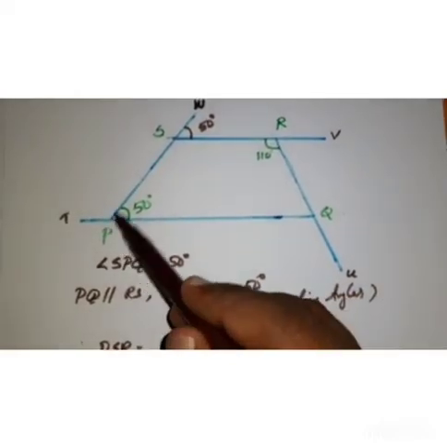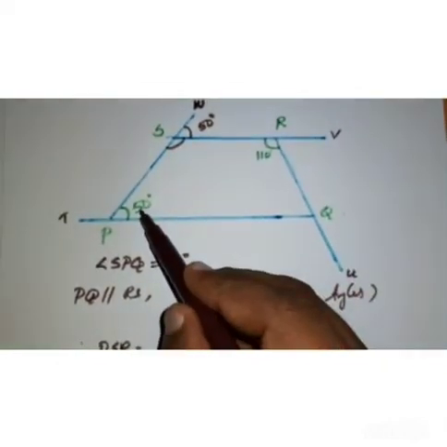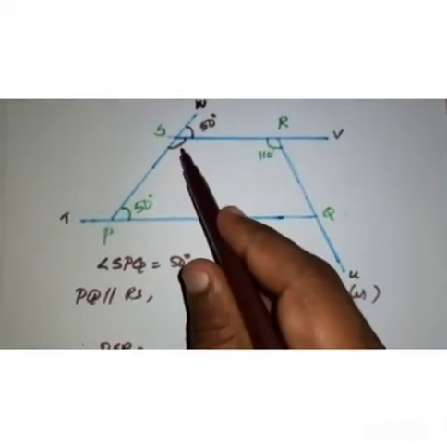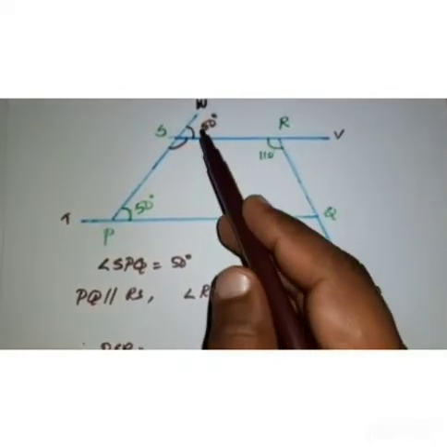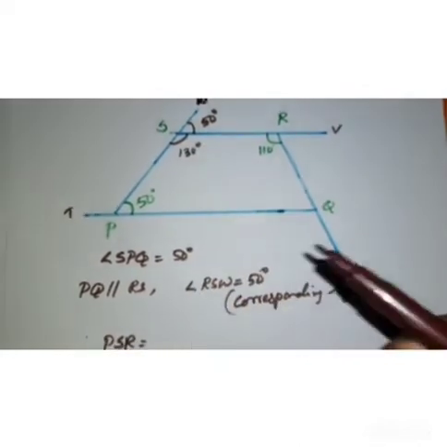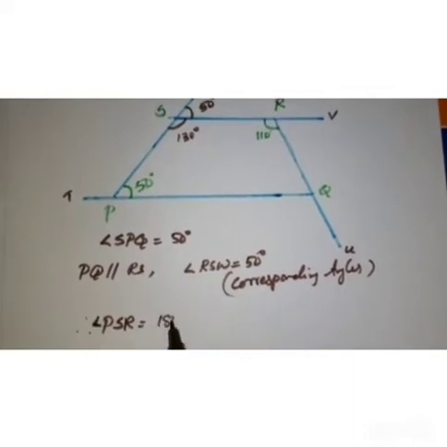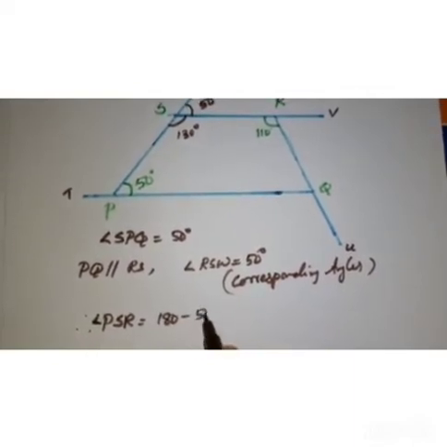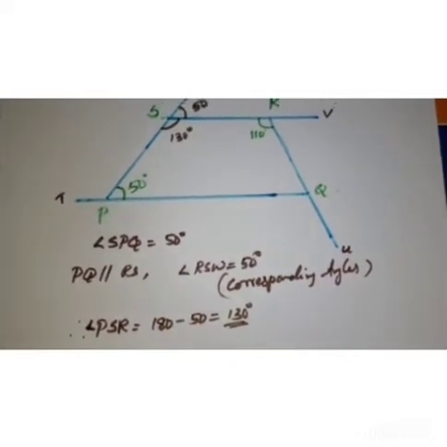What about angle PSR? This angle. If this is 50, what about this angle? 180 minus 50. These are linear pairs, so you can find it out. 180 minus 50 is 130 degrees. So angle PSR is equal to 180 minus 50, that is 130 degrees.